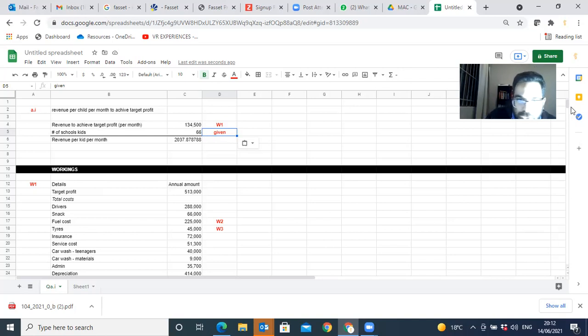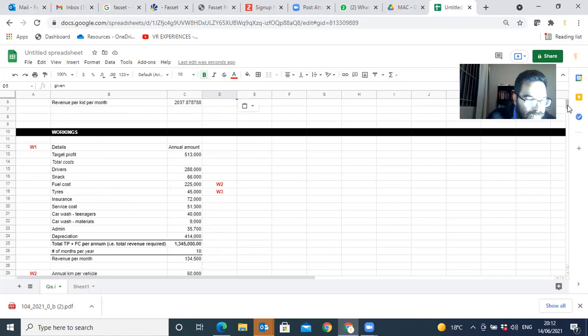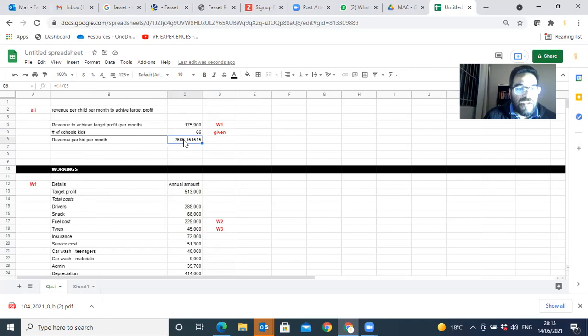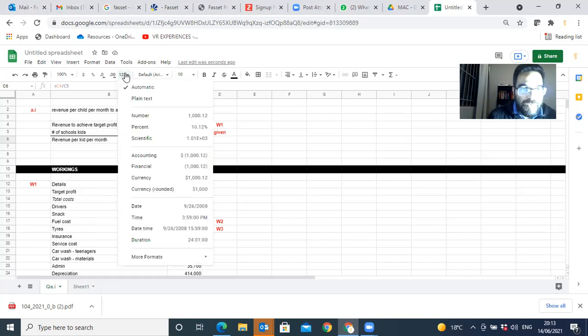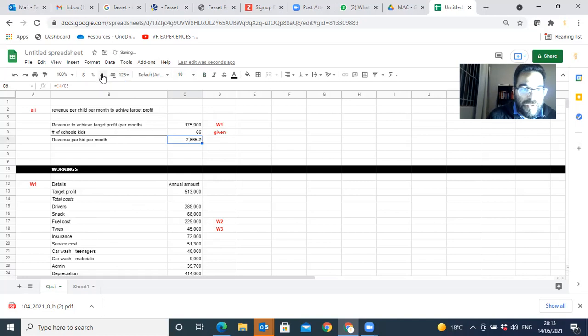Let me just see if I added up everything correctly. Okay, so there you can see revenue per child. So what is the revenue per child? 265.15 Rand, but they asked us to round it up to the nearest 10 Rand. I'm not sure what that means, but I guess the nearest 10 Rand. So therefore, revenue per kid per month, to the nearest 10 Rand, is 270.